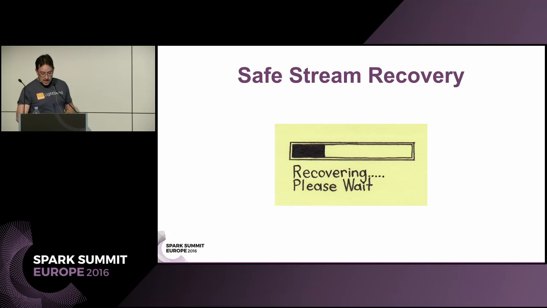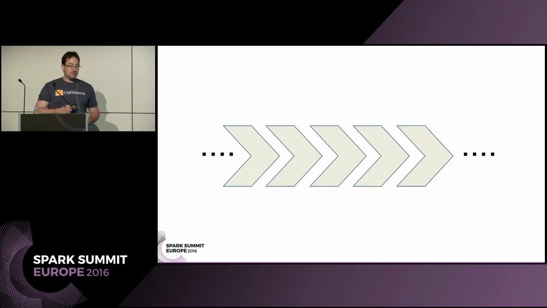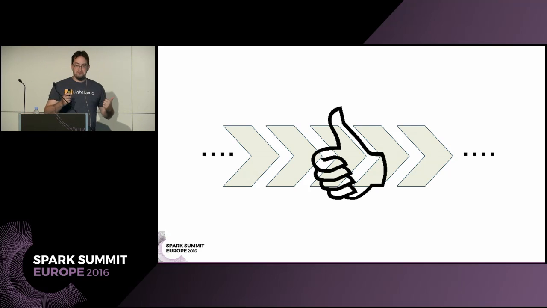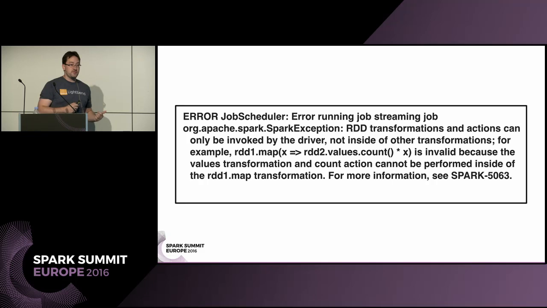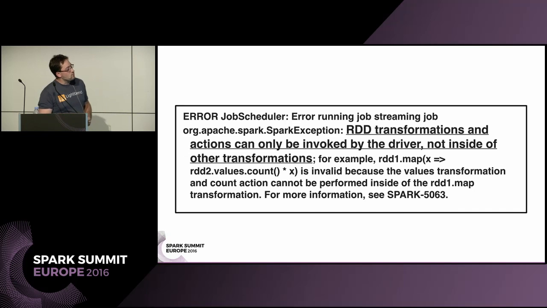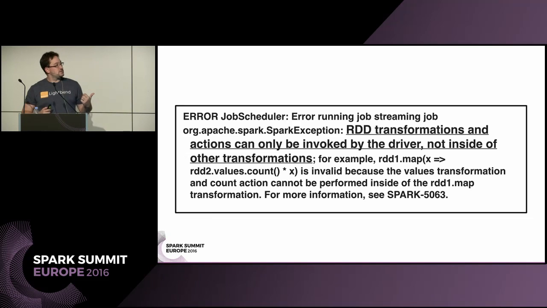All right, so the next thing we have is safe stream recovery. Here we had a case where a customer wanted to load from Cassandra, cache it, and then use it inside of their stream. Everything works, they're all happy, great, until all of a sudden streaming crashes. Then, whenever you try to recover, you get this error: RDD transformations and actions can only be invoked by the driver, not inside of other transformations. But it was working, right? So why all of a sudden do we get this weird error?